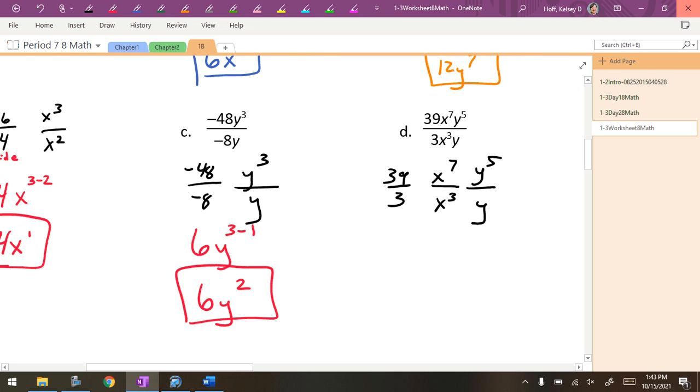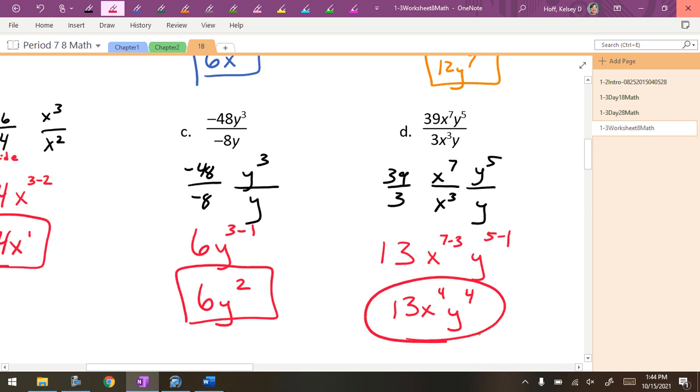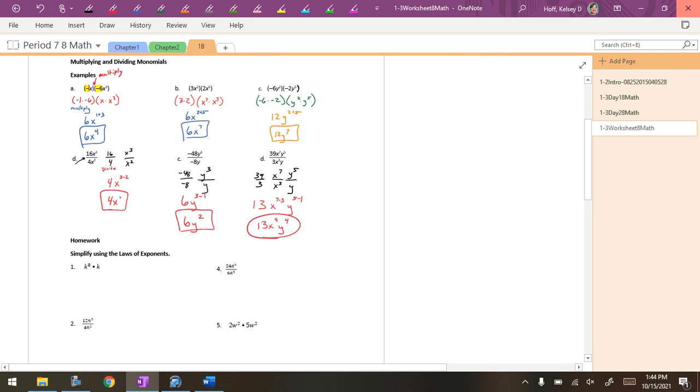39 divided by 3, 13. First base, what am I subtracting? Second base, what am I subtracting? 5 minus 1. So I end up with 13x to the 4th, y to the 4th. Ooh, they're both 4. Should I add those two together? Why not? Not the same base, not the same variables. Nicely done.